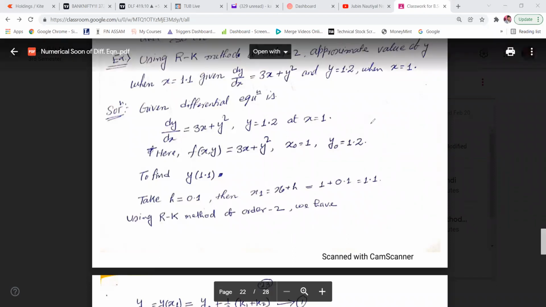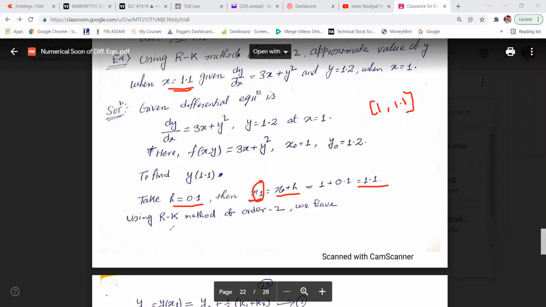I have taken h equal to 0.1 because the interval is 1 to 1.1, and I have divided it into 2 subintervals. So the value of h you are getting is 0.1, and x1 will be x naught plus h. So x naught is 1, h is 0.1, so 1.1. So that means at x1 you need to find the value of y, at the point 1.1.